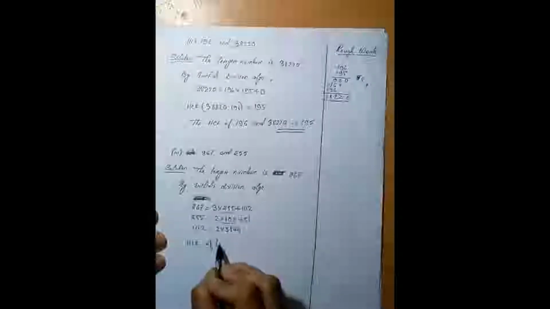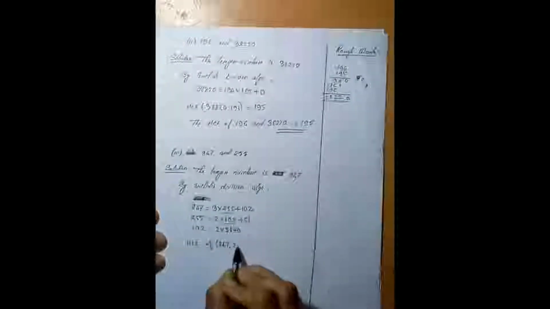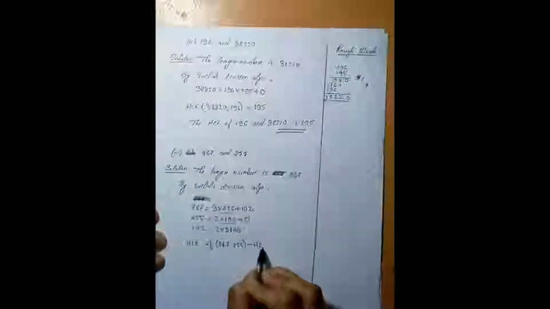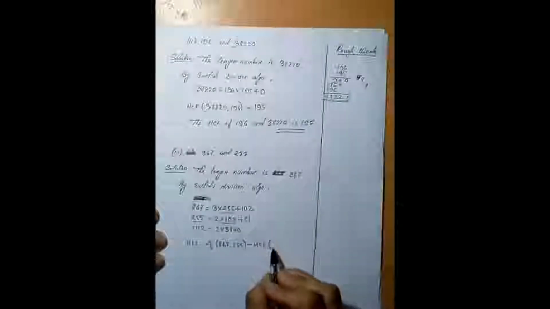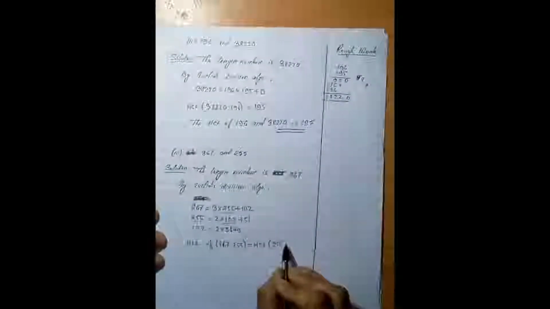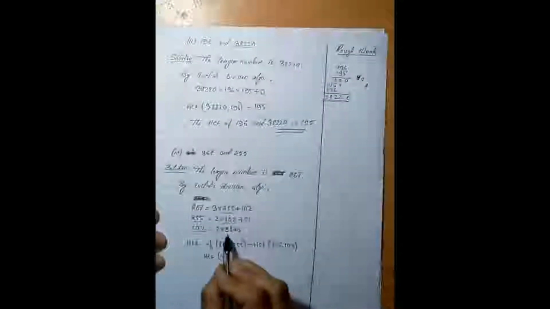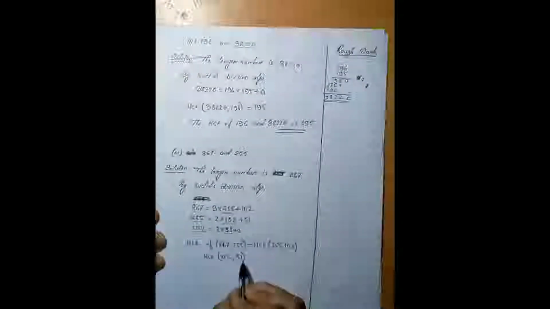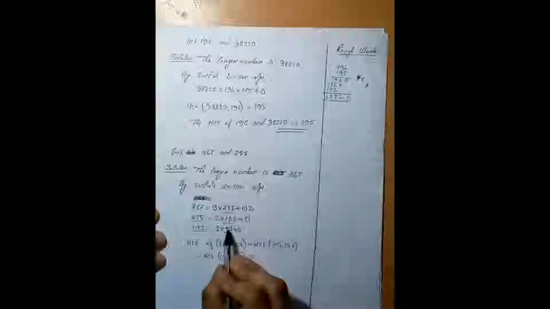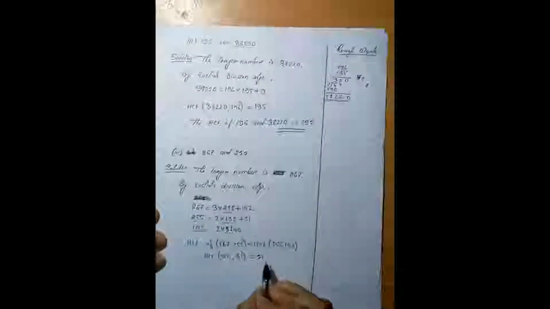If you want, you can write it. If you don't want, it's up to you. HCF of 867 and 255 equals HCF of 255 and 102, equals HCF of 102 and 51. How much did we get? This will be the last one, so 51 will be the HCF.